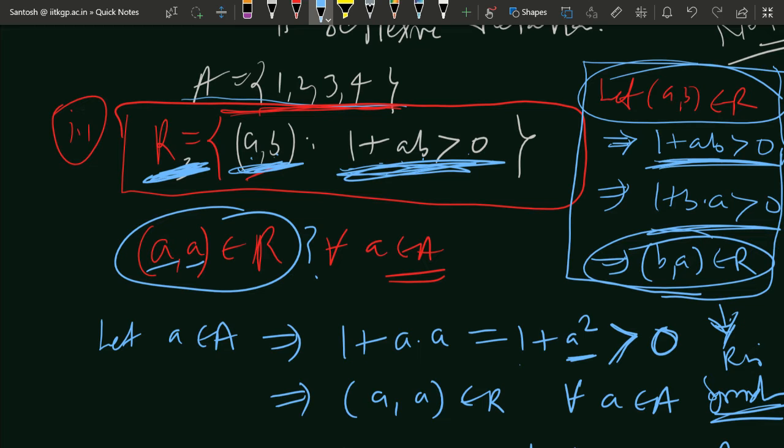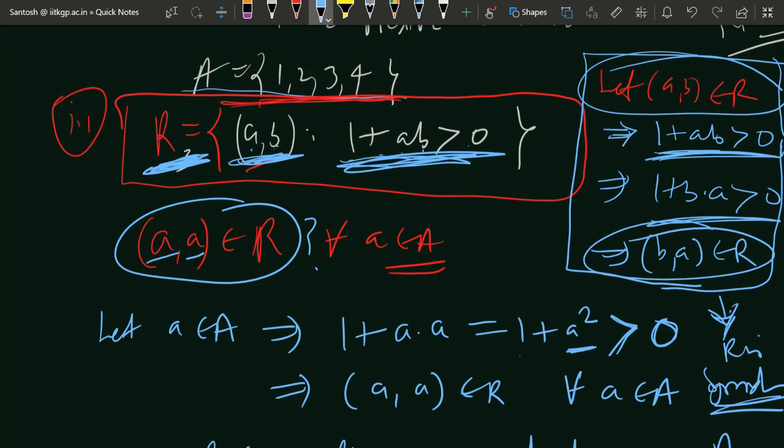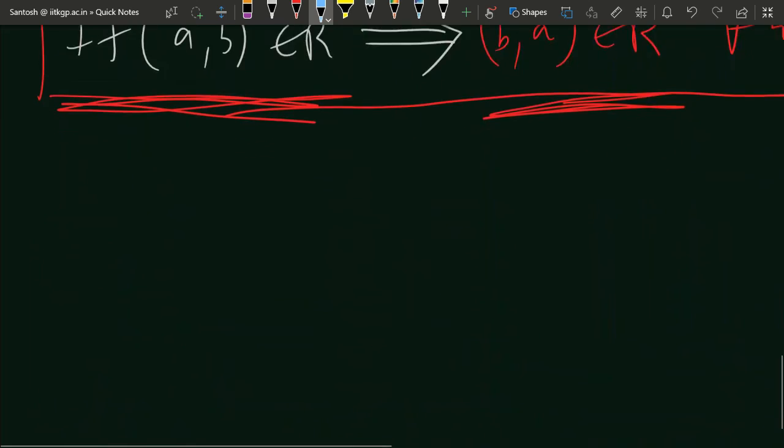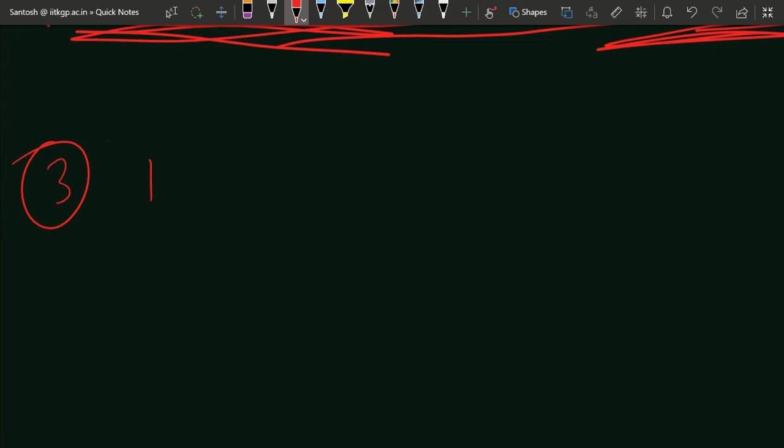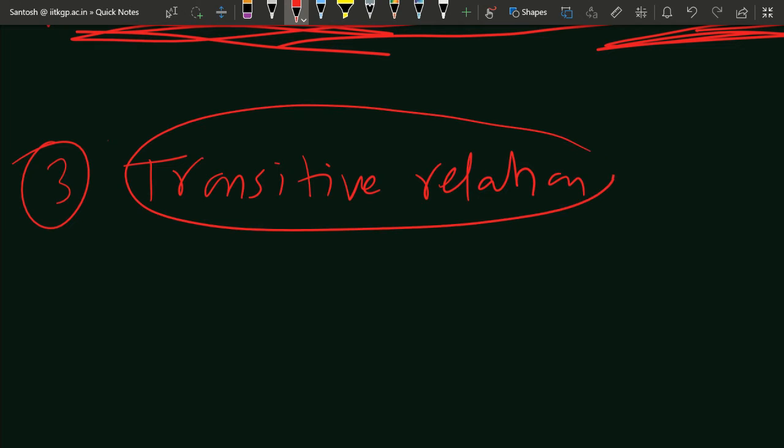Okay, fine. So now let's go for the next definition. The third type is transitive relation. Now you tell the definition of transitive relation. If set AB belongs to R and set BC belongs to R, then set AC should also belong to R.